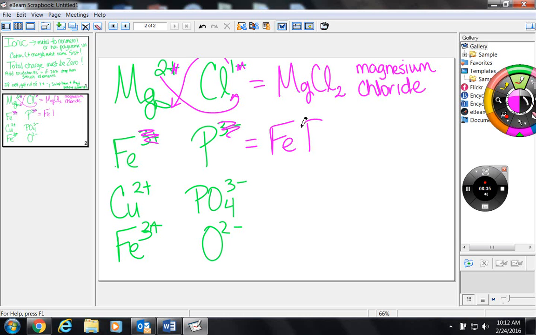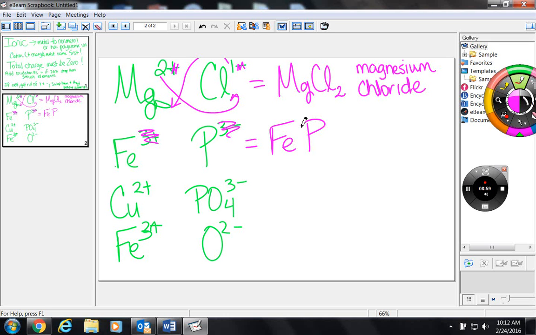Would you get it wrong if you left those numbers in here? Yes, you would. Okay. That 3, though, is important because it tells you the charge of the iron. What is iron? Metal. What type of metal? Transition metal. Okay?